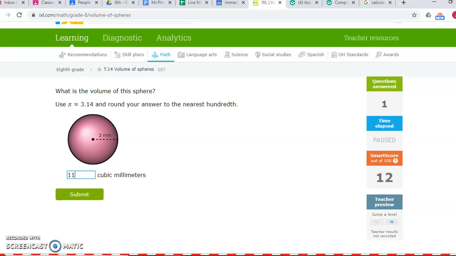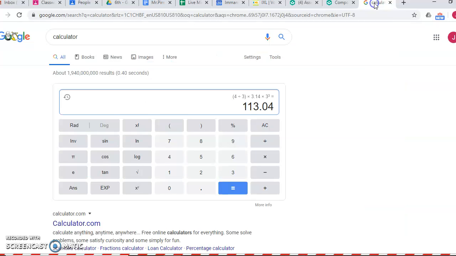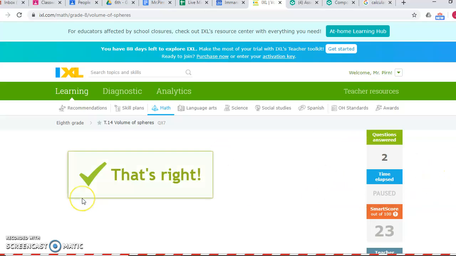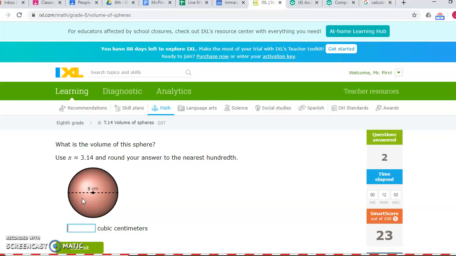That is the hundredth. Let me double check to make sure that's what we said. Whoops, I typed it in wrong. Okay, 113.04. Yes. So you'll hit submit. And take a look at the SMART score on the right side of your screen. Look what happens when I hit submit. It pops up. Your SMART score needs to get up to 80 to get 100% on this assignment. If you get a problem wrong, your score drops back down and you have to try again.